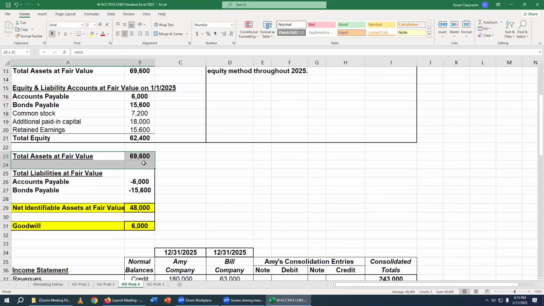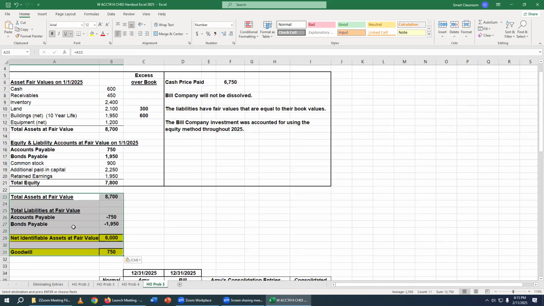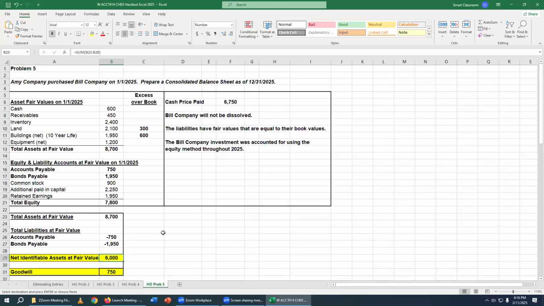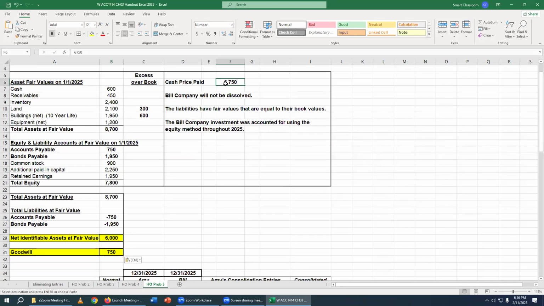Yeah, so the assets at fair value, and then we're gonna subtract out. That's all the same. Okay, so total assets at fair value, minus the liability. So this is identifiable assets. Cash price paid was 67.50. So if there's only 6,000 of identifiable assets, then the goodwill would be 750.